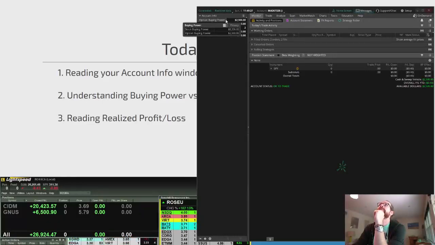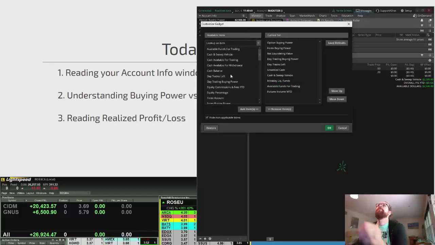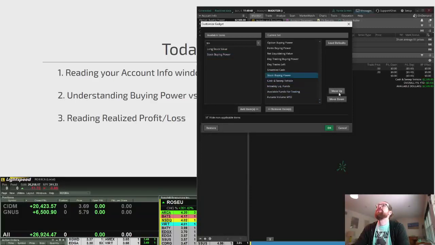Oh, so that's my stock buying power. Why do I even care about that? Just show me my option buying power. I want to see the stock buying power. So I wonder if I can customize the gadget, and then let's look for stock. It should have been on the default. I'm going to move this up, and obviously I don't care about that. I don't care about this.